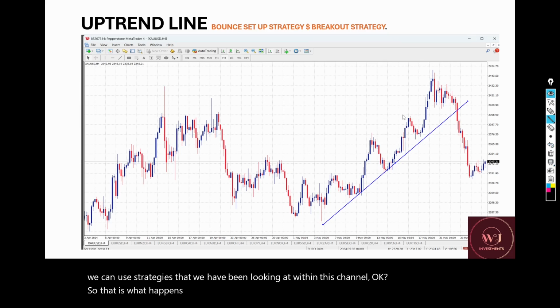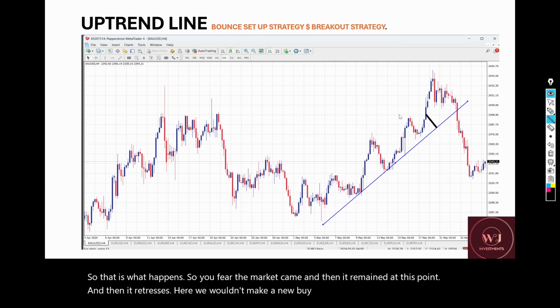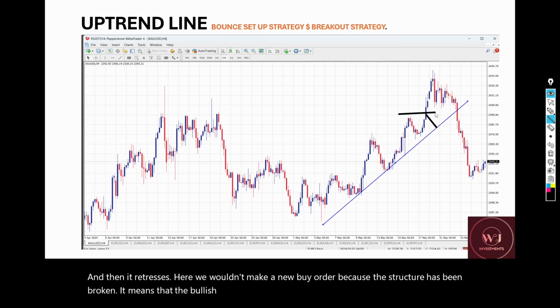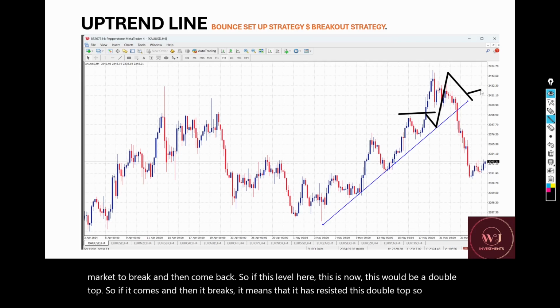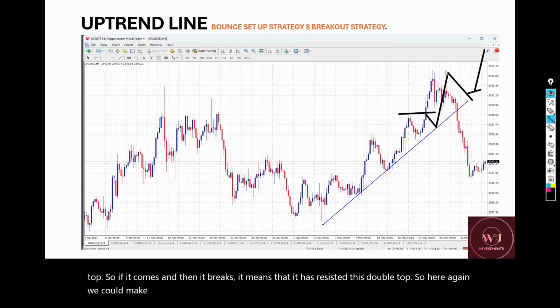So if here the market came and then it remained at this point and then it retraces here, we wouldn't make a new buy order because the structure has been broken. It means that the bullish run has ended. So we either wait for the market to break and then come back. If this level here is a double top, and it comes and then it breaks, it means that it has broken through this double top. So here again we could make our buy entry to target the profits above this level.